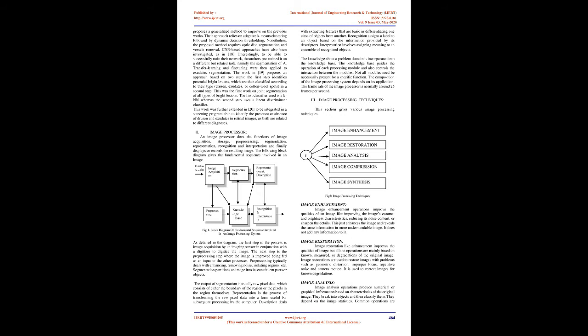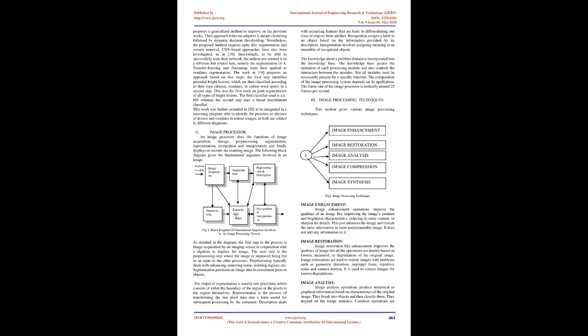The work in 19 proposes an approach based on 2 steps. The first step identifies potential bright lesions, which are then classified according to their type, drusen, exudates, or cotton wool spots, in a second step. This was the first work on joint segmentation of all types of bright lesions. The first classifier used is a KNN whereas the second step uses a linear discriminant classifier. This work was further extended in 20 to be integrated in a screening program able to identify the presence or absence of drusen and exudates in retinal images, as both are related to different diagnoses.